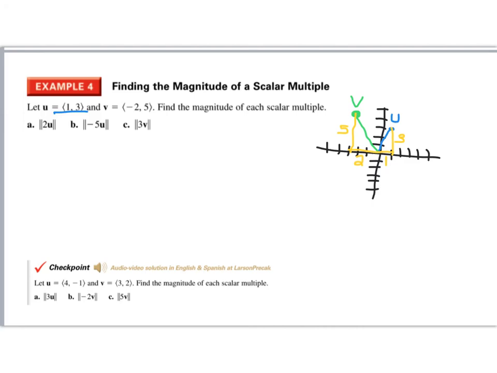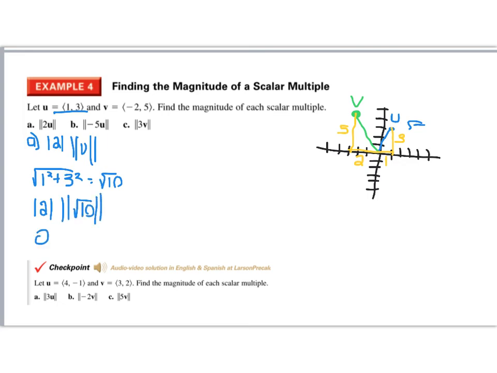And so if you remember, I said just pay attention. So if we take a look at A, that means we're going to multiply 2 times the distance of U. So take a look at U. This is U. So we're going to use the Pythagorean theorem. So we got the square root of 1 squared plus 3 squared, which is going to give us the square root of 10. And we're going to multiply that by 2. So this is 2 square root of 10. All right, let's go to the next one.